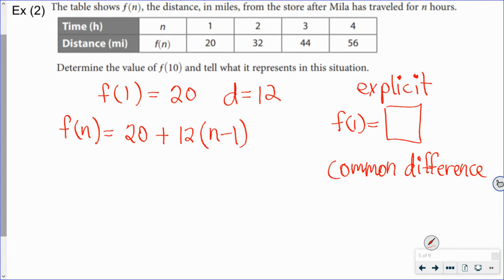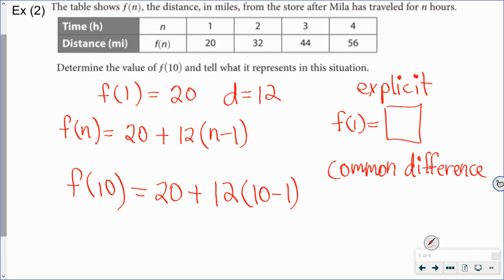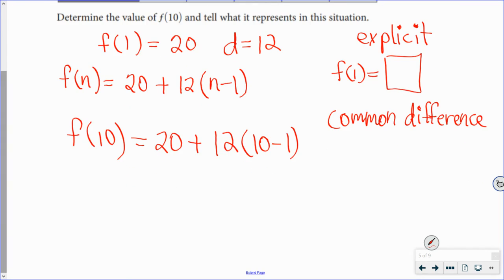So the actual problem is, once we've got our explicit formula, we want to find f of 10. So it's going to be 20 plus 12 times 10 minus 1. All I did was plug that 10 into this function. So 10 minus 1 is 9. Remember, I've got to do my parentheses first, always. That's order of operations. And so it's 12 times 9.